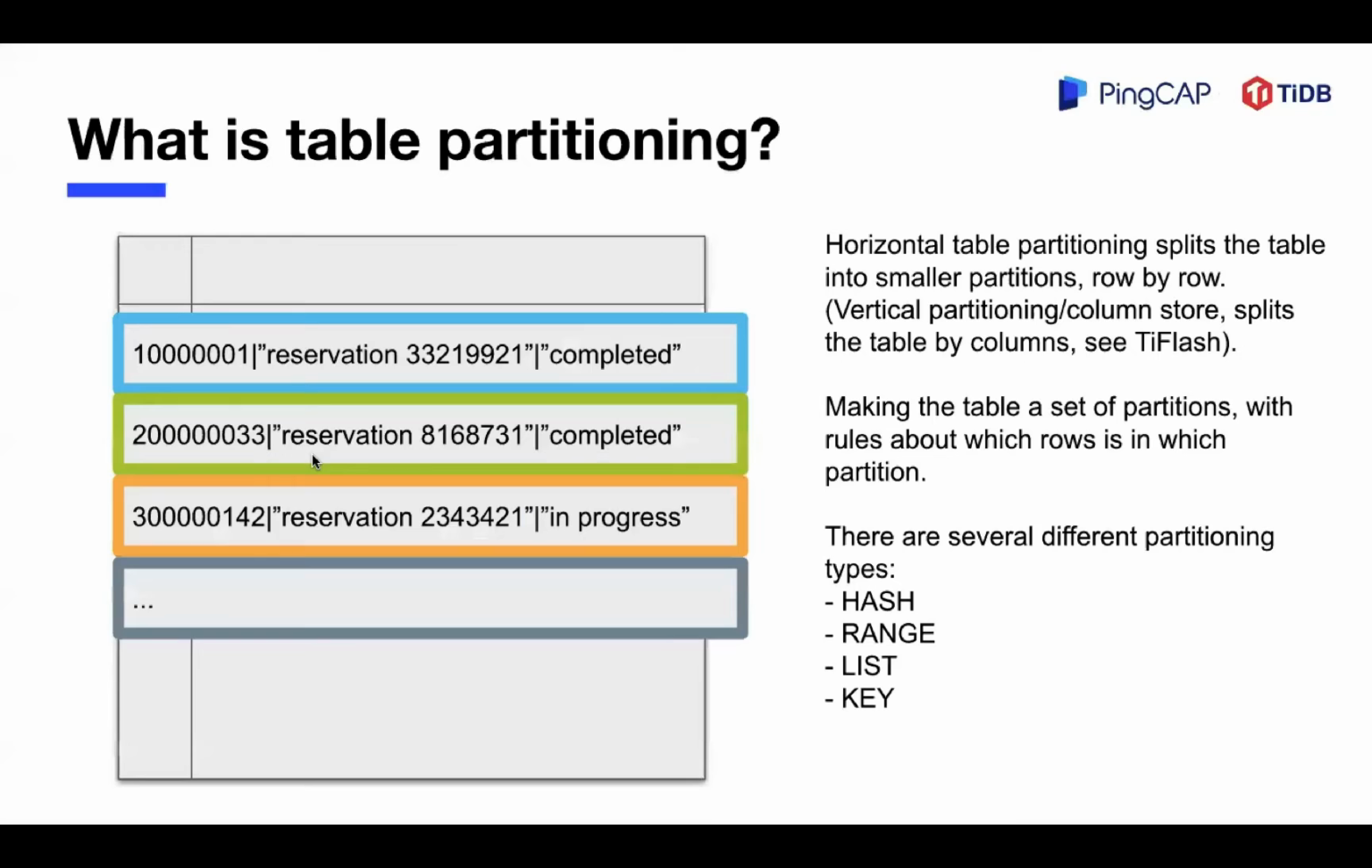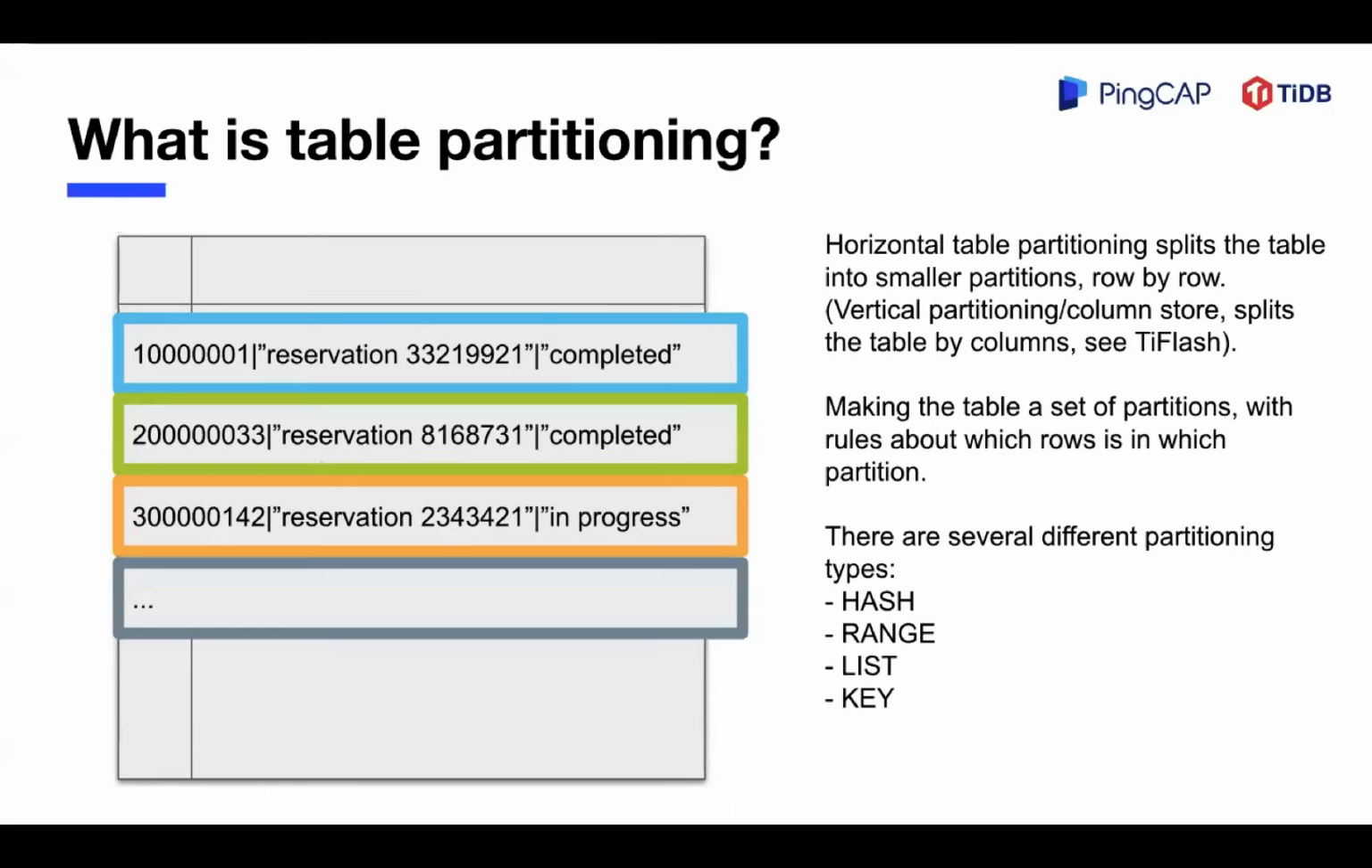So a bit about what partitioning is then. It's horizontal table partitioning we are speaking about. You can also say that there exists a virtual partitioning, which more often is referred to as column store. That's something we also do with TiFlash, but that's nothing I will go much into depth on here. There are several ways to organize or split the data in horizontal partitioning. There are four main types.